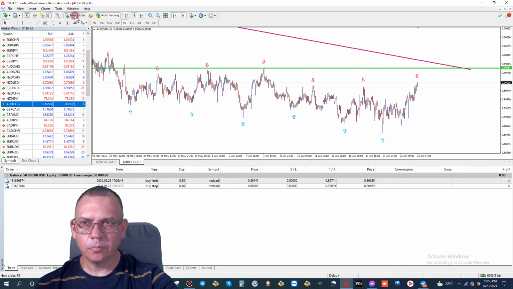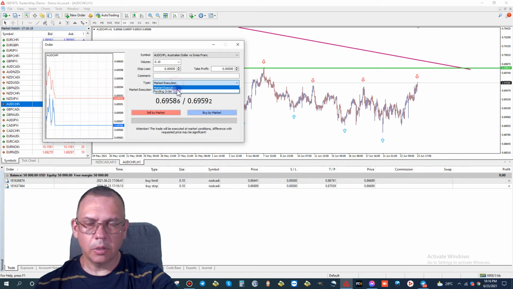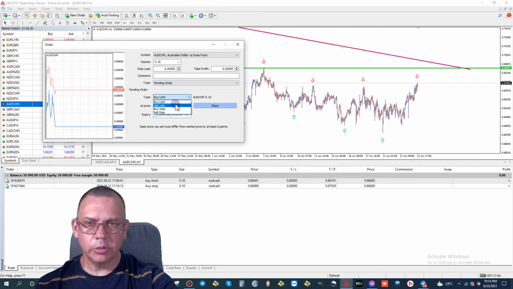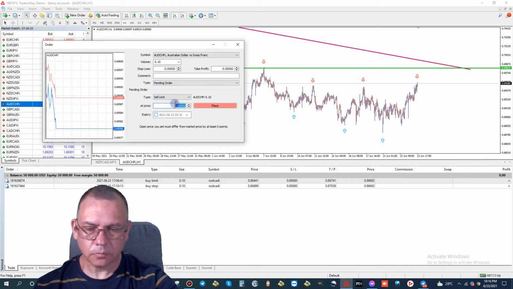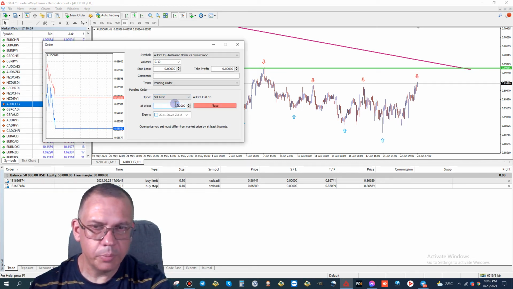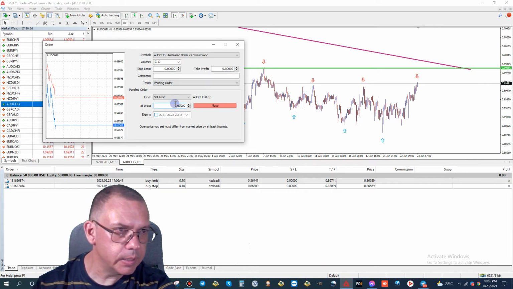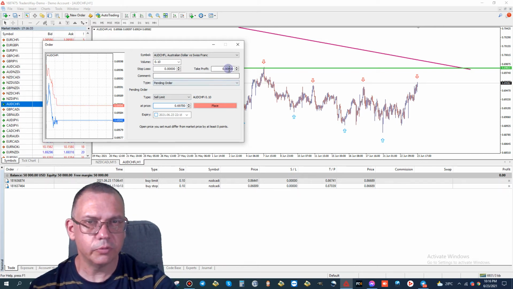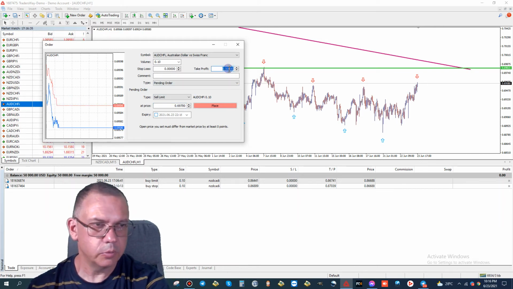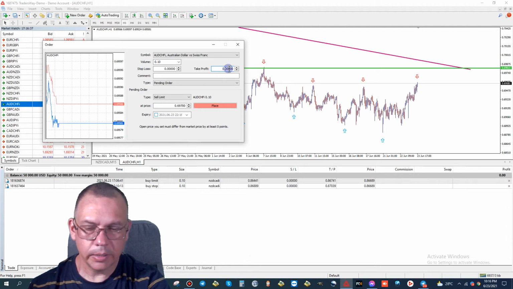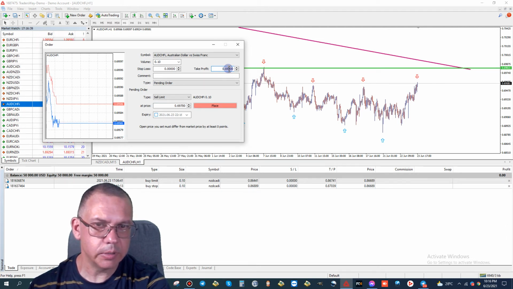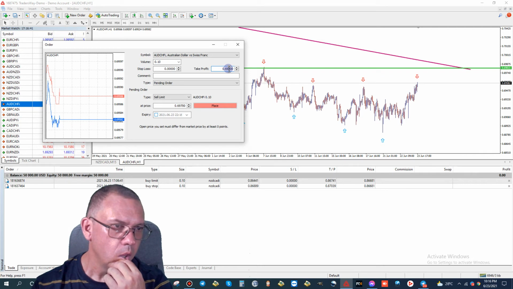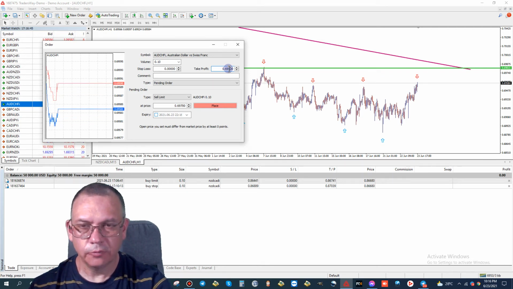So I'm going to go here and choose sell limit, and I'm going to put 0.69. I'm just going to make it 700 even. Like I said before, I can always readjust this, but that's what we're going to do for right now. And then I'm going to put this at 0.69, 400 for the take profit.